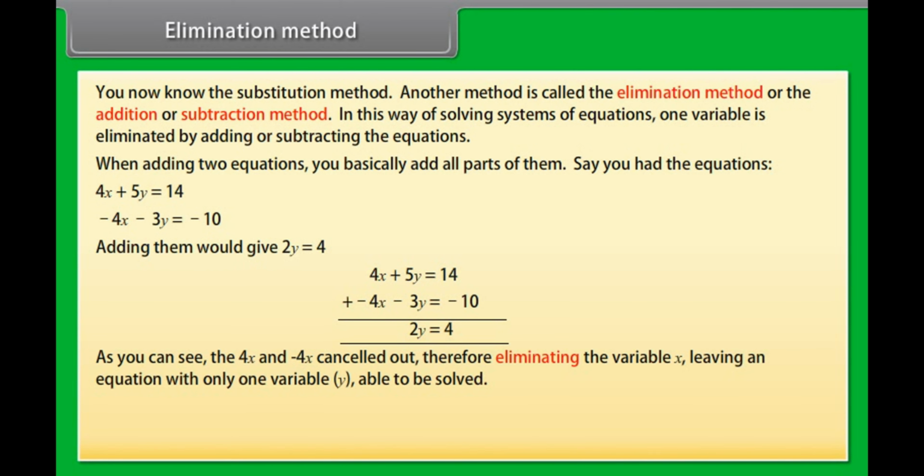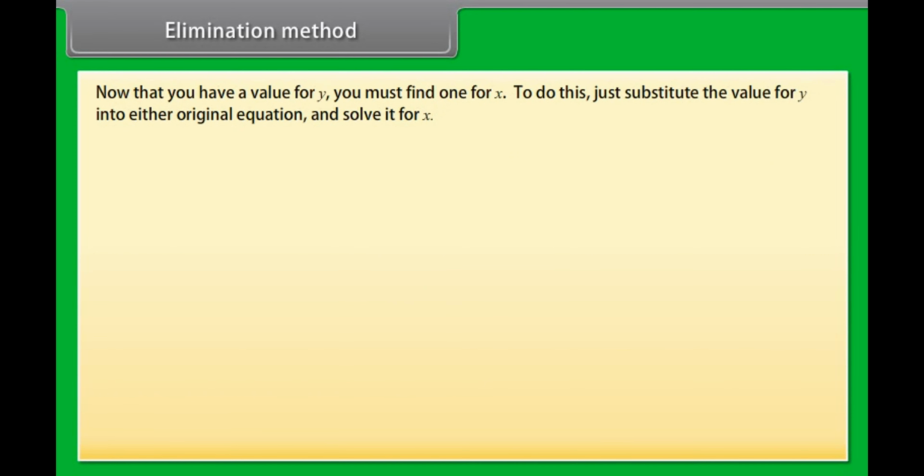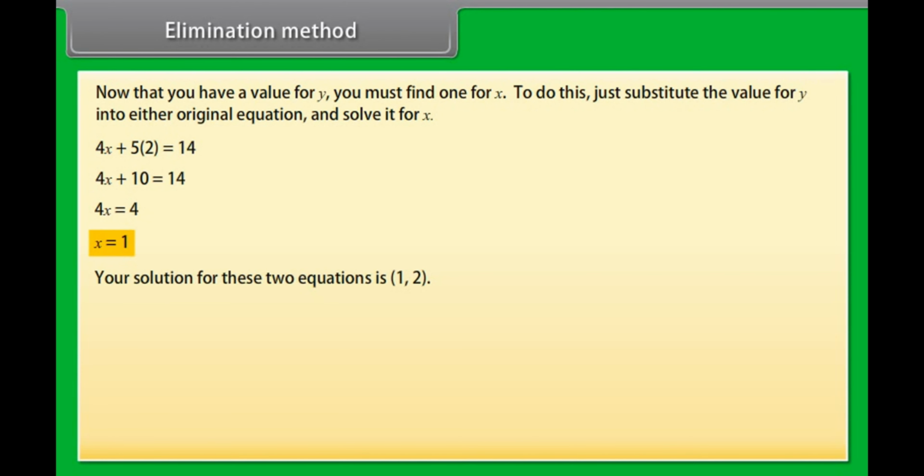As you can see, the 4x and minus 4x cancelled out, therefore eliminating the variable x, leaving an equation with only one variable y able to be solved. 2y is equal to 4. y is equal to 2. Now that you have a value for y, you must find one for x. To do this, just substitute the value for y into either original equation and solve it for x. 4x plus 5 into 2 is equal to 14. 4x plus 10 is equal to 14. 4x is equal to 4. x is equal to 1. Your solution of these two equations is (1, 2).